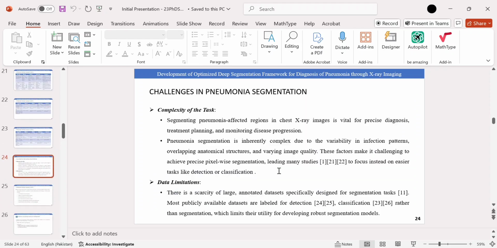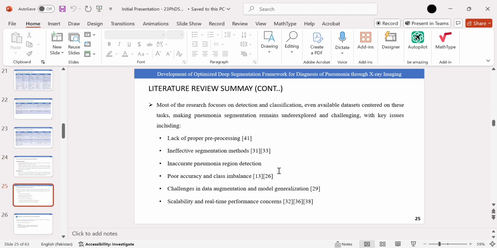and the limitations. So there are still challenges in pneumonia segmentation, like the complexity of the task and the data limitations. The literature review summary is that pneumonia segmentation remains complex due to challenges in precise delineation. Most research focuses on detection and classification, leaving segmentation underexplored. A major issue is the lack of properly labeled datasets for segmentation, and poor data processing affects model performance. So overcoming these challenges is the aim of this research.